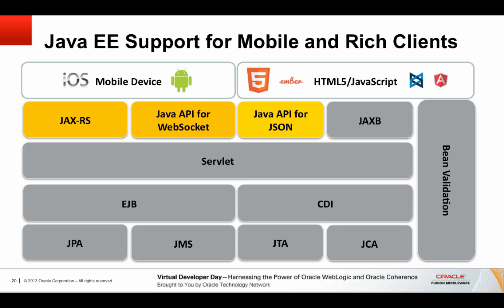We've got the Java API for JSON to enable me to create and consume JSON objects when working with my business logic and back-end services. And so by putting this all together, I really have a complete platform that enables me to build back-end services that can then be consumed by these different types of mobile and rich client devices.